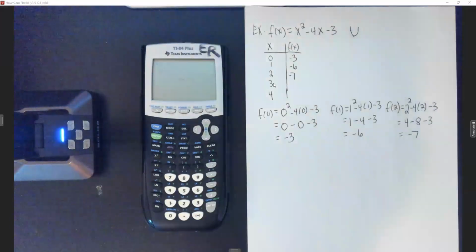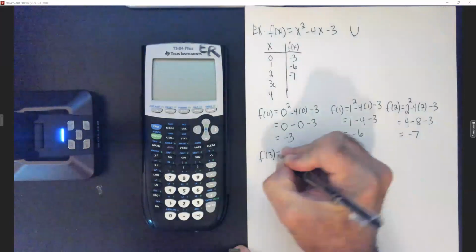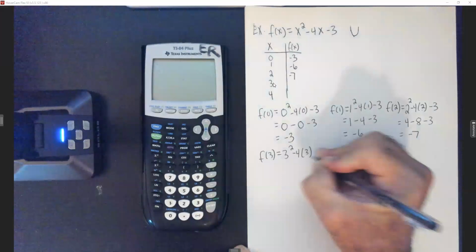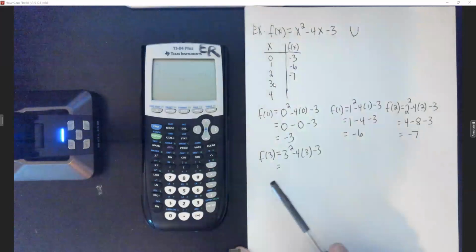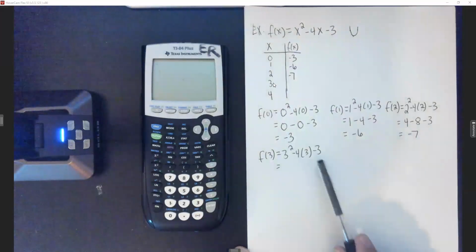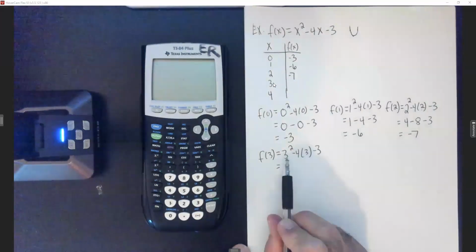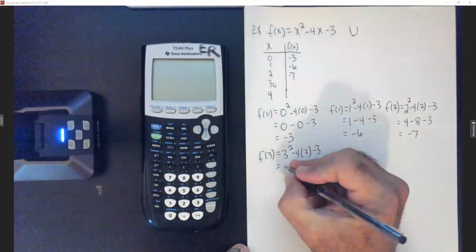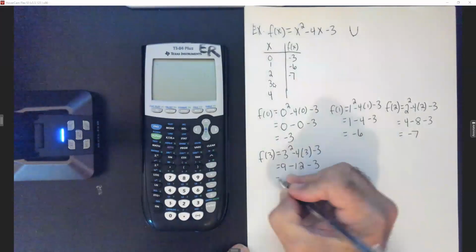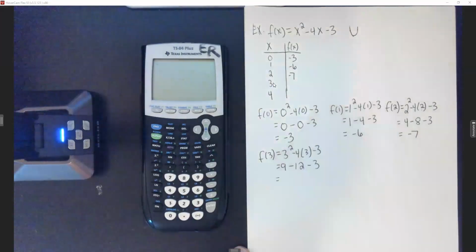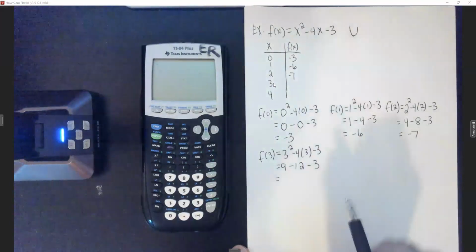So that was negative 7. Next was f of 3. That'll be 3 squared minus 4 times 3 minus 3. It looks like these are just going down by 1 each time. So let's see. 3 squared is 3 times 3, which is 9, minus 4 times 3, which is 12, minus 3. 9 minus 12 is negative 3. Negative 3 minus 3 is negative 6.